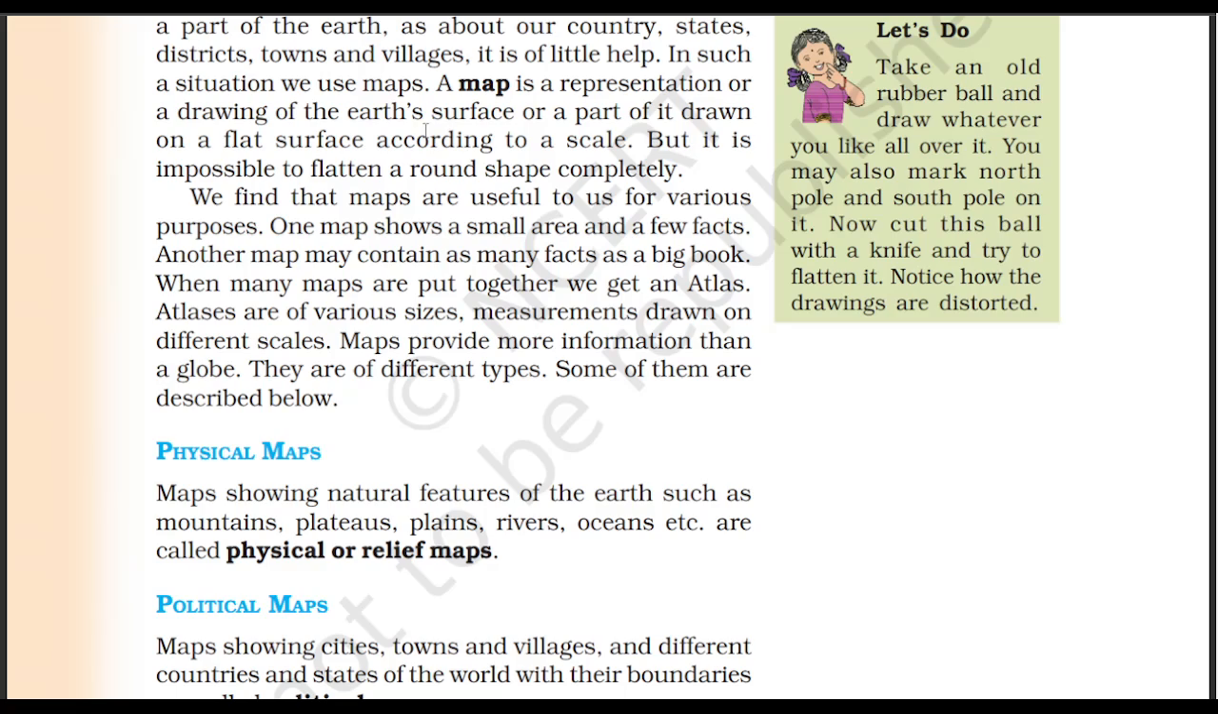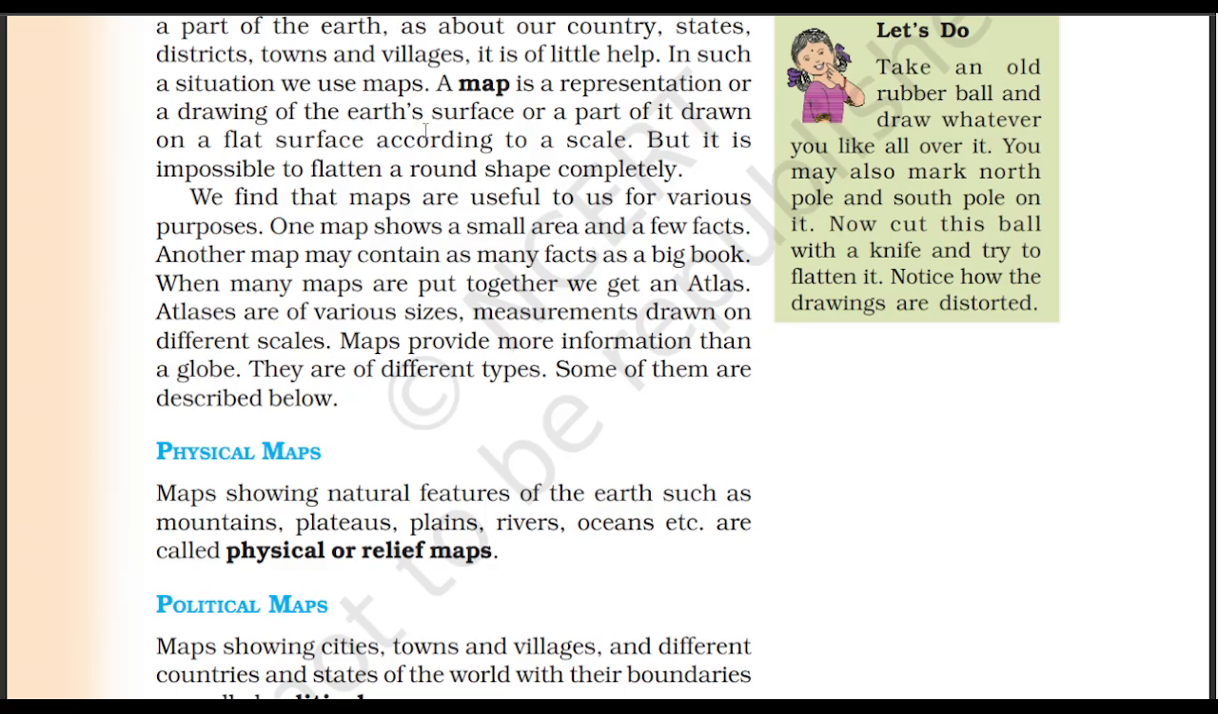But it is impossible to flatten a round shape completely. Means you cannot exactly flatten any rounded or geoid surface on paper. Means a map is a wrong representation in one of three elements. These three elements are shape, size, and direction.